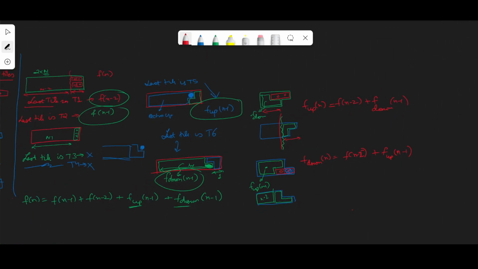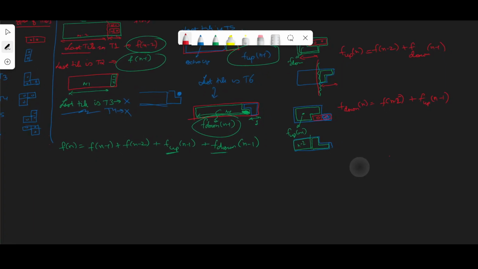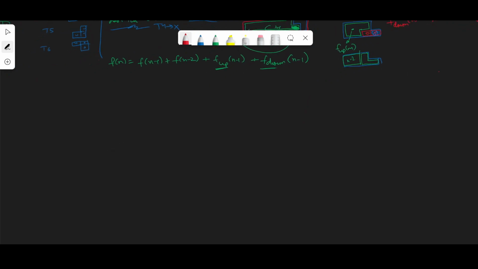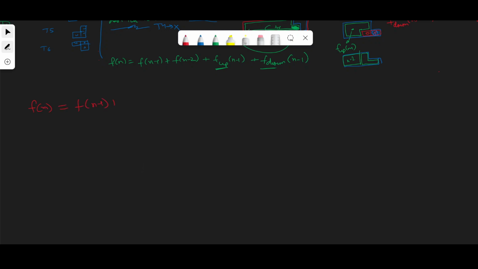We got F of n, we got F up, we got F down. So let me write them down. So what are the different relationships? So one is F of n equals F of n minus 1 plus F of n minus 2 plus F up of n minus 1 plus F down of n minus 1.